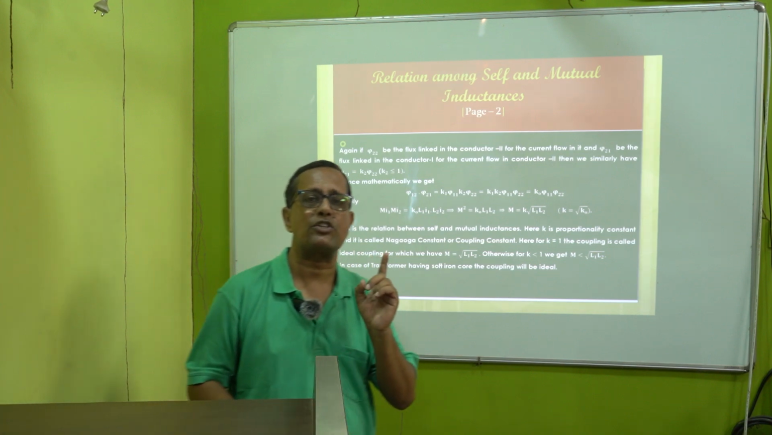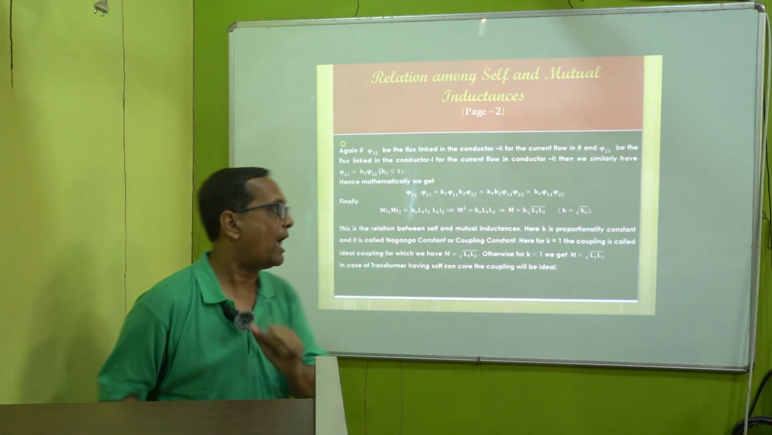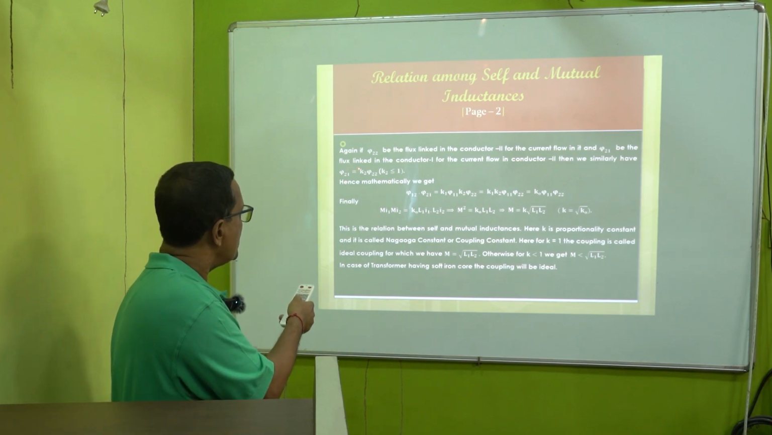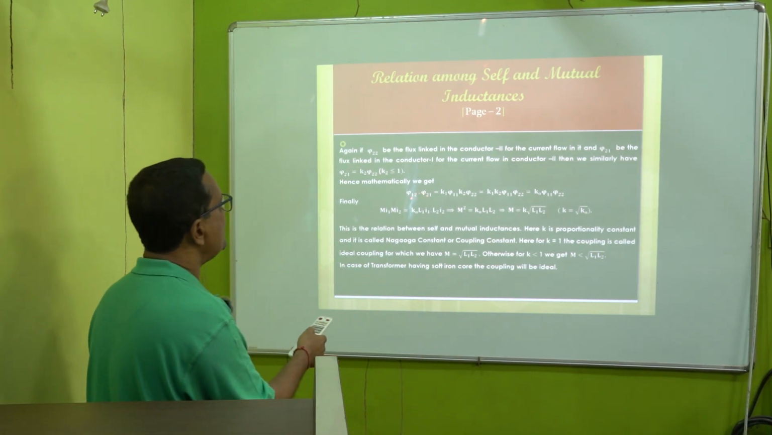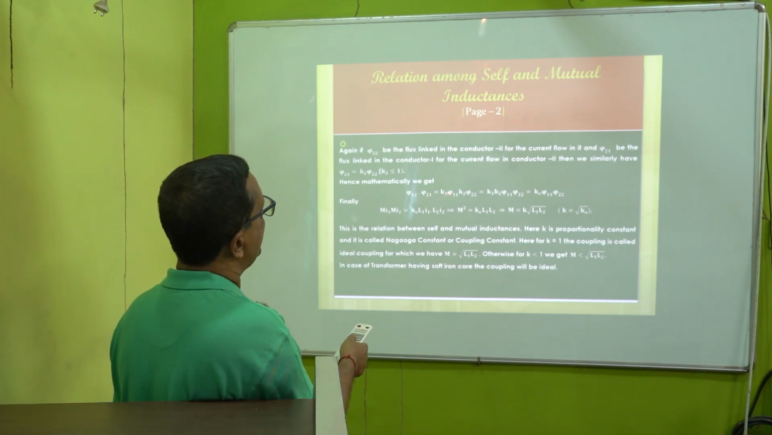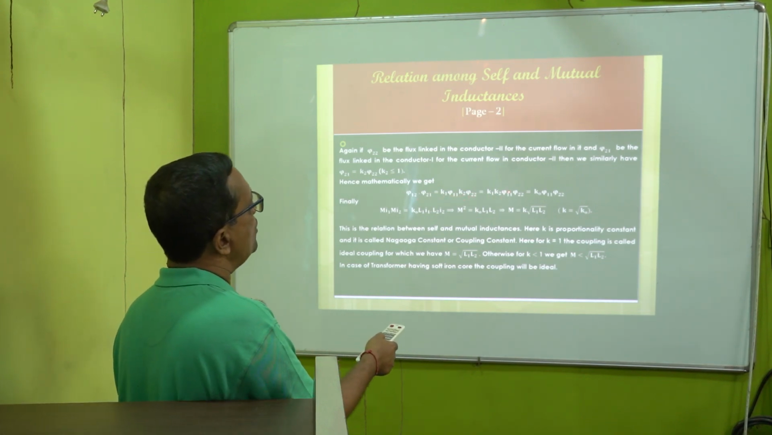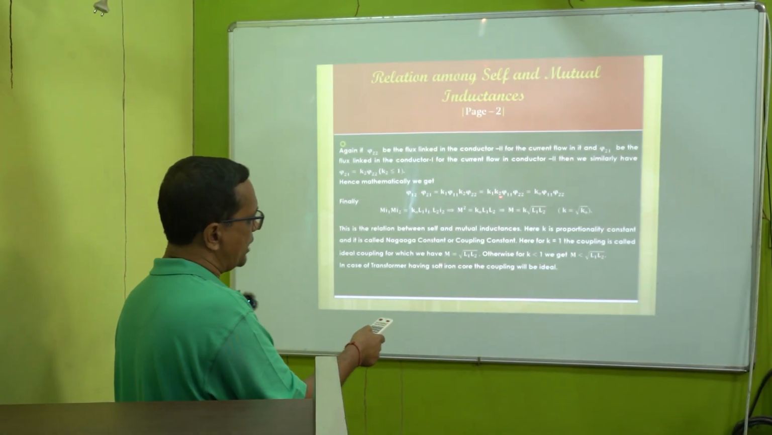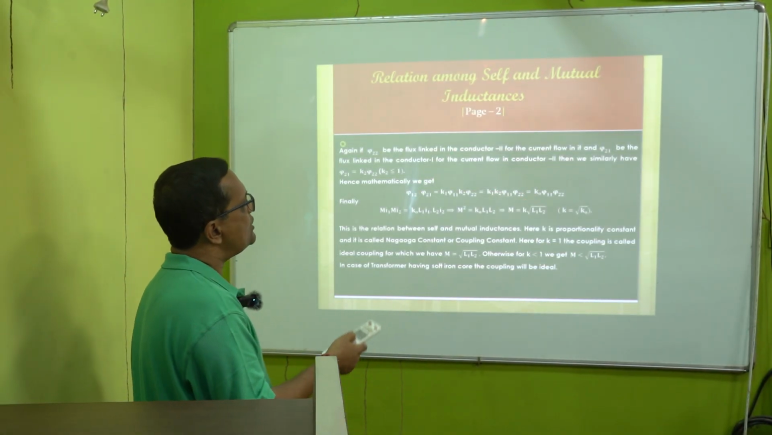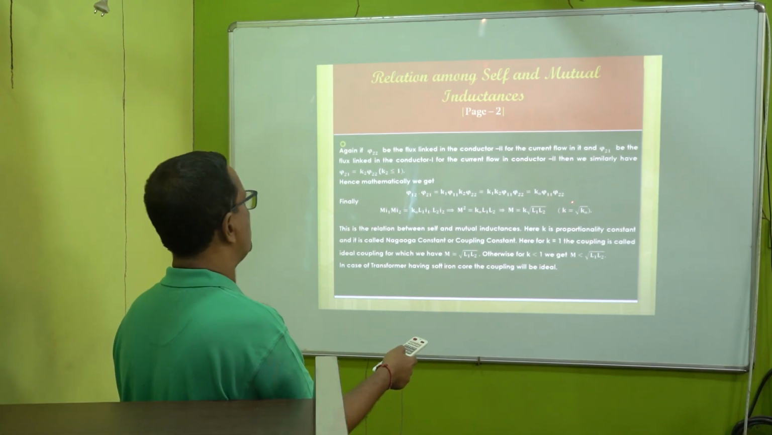So the previous equation is phi 12 equals K1 phi 11, and the second equation is phi 21 equals K2 phi 22. If we multiply these two equations, we get phi 12 phi 21 equals K1 K2 phi 11 phi 22. If we consider K0 equal to K1 K2, then phi 12 into phi 21 is equal to K0 phi 11 phi 22.